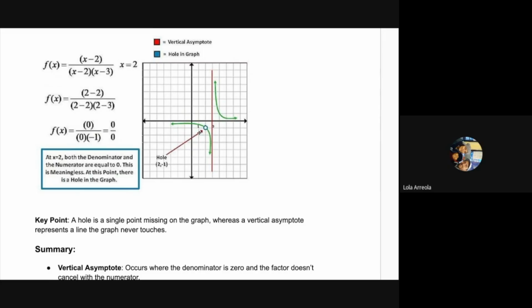Vertical asymptotes look like a number other than 0 in the numerator, like 2 over 0, 3 over 0. That tells me I have a vertical asymptote. I have a hole if my solution is 0 over 0. So that is the key difference.